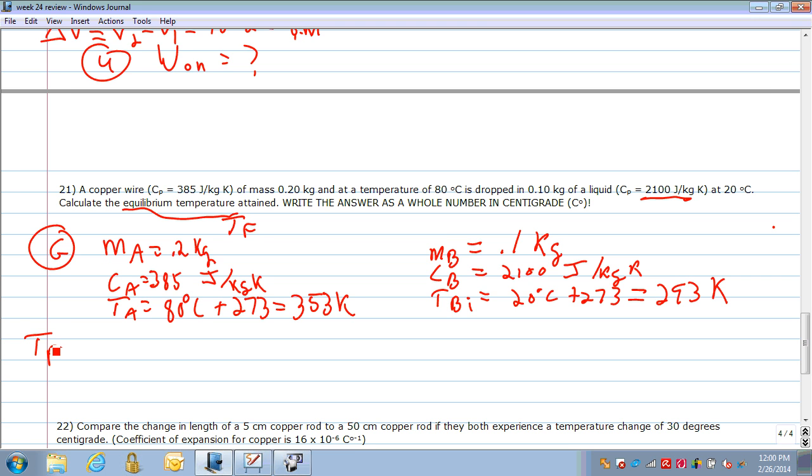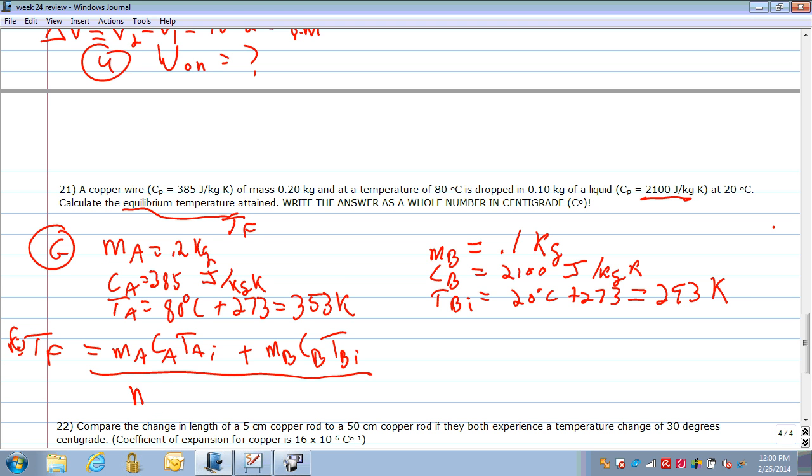So, our equation is that big long one. Make sure you have it written down. This is the initial temperature of the metal plus the initial temperature of the liquid, all over the mass and specific heat of the metal plus the mass and specific heat of the liquid.